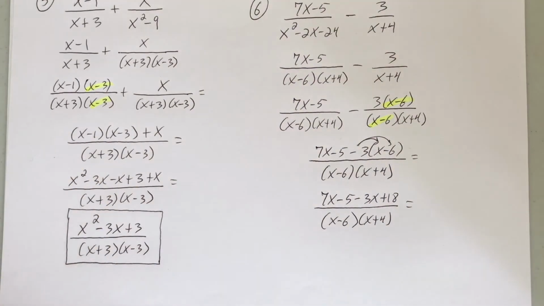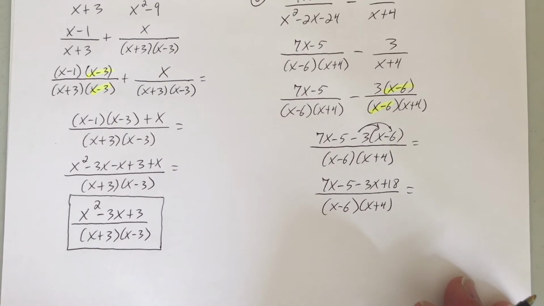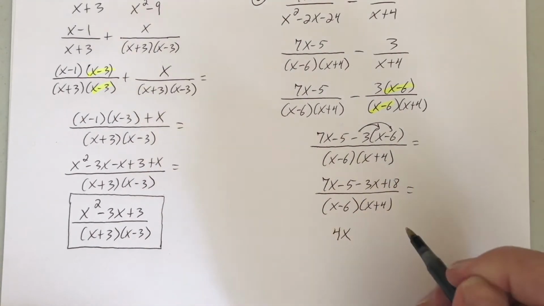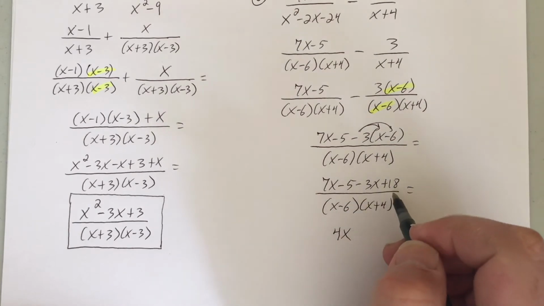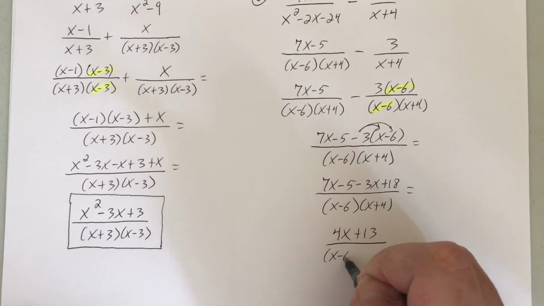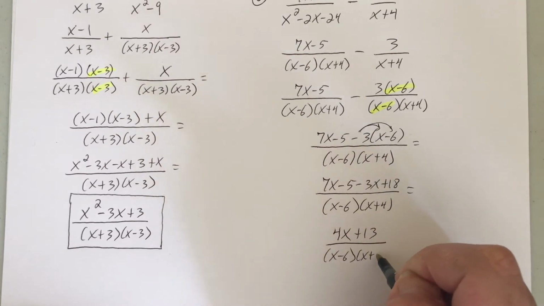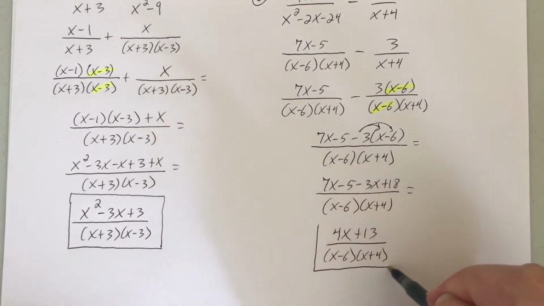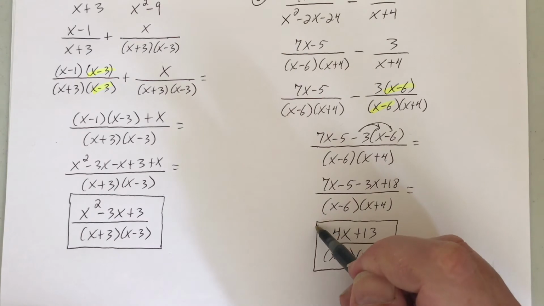And then I'm going to go ahead and combine those like terms. So I have 7x minus 3x is 4x. And then negative 5 plus 18 is plus 13 over my common denominator. And when I look, there's nothing else I can do here to simplify. So this is my final answer.